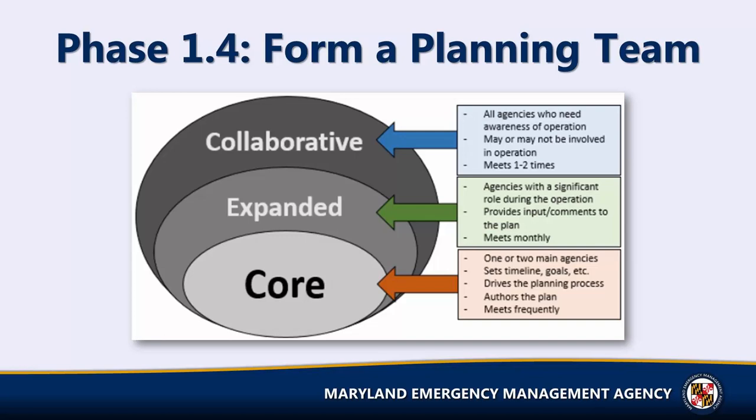Moving one level more broad is the collaborative planning team. The collaborative planning team includes those agencies that need to be aware of the process but are not integral to the operation. Members of this team might include federal representatives, individuals from the private sector, and others who might be called upon during a disaster.